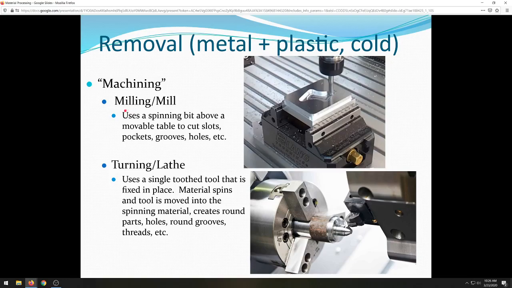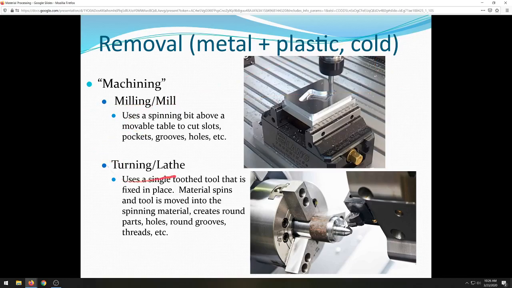If you were to tell me I could only have two machines in a metal shop, it would be a mill and a lathe. So hence why these are on the same slide as well. And again, I want to just reiterate this: plastic is basically treated in the same way as metal when it comes to machining, in a cold process.